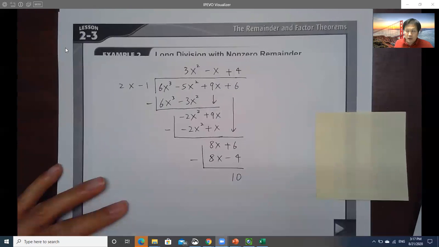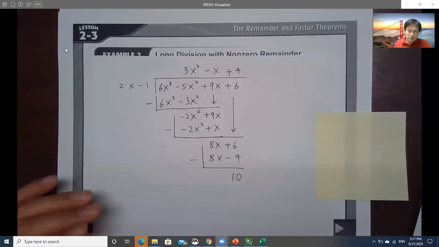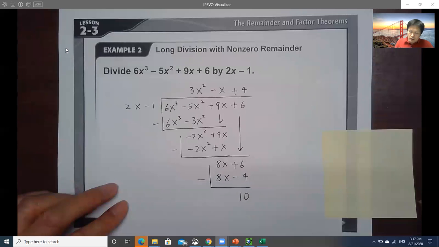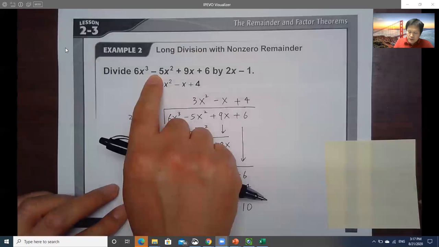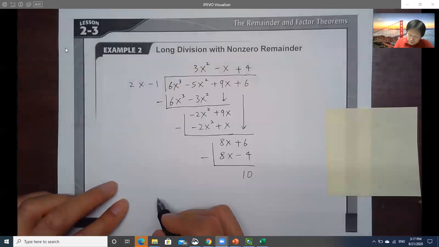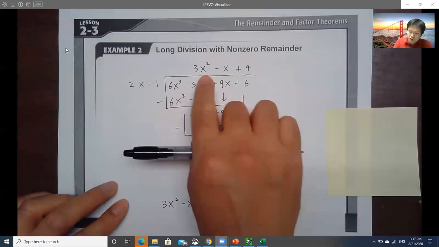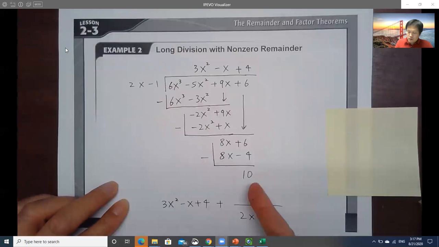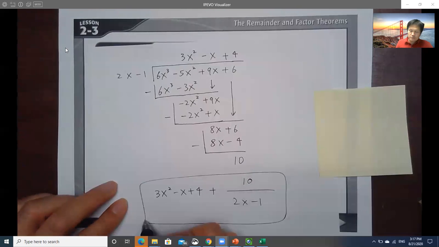Now, how do I write this? Just the way I explained previously. This divided by this. How do you write that? Quotient. That's the whole quotient. Plus, you make a fraction. Divisor goes to the denominator. Remainder goes to the top. That's how you write the answer.